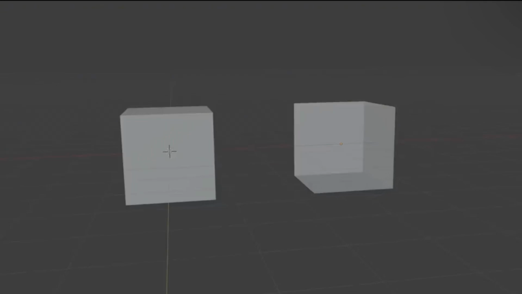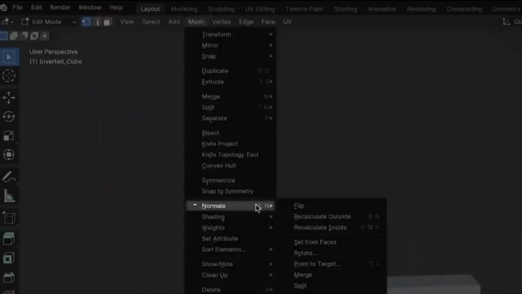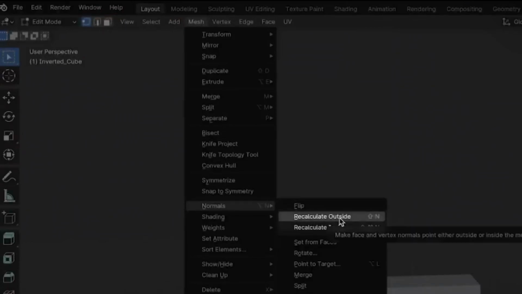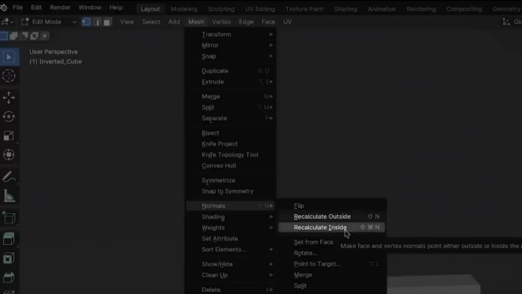Now, if you have inverted normals and you don't really understand how to fix them, in Blender, all you need to do is just go to edit mode and then select all, go up here to mesh, normals, and you can either do flip normals, which will manually flip the normals the other way, or if you have a mixed array of normals, you can easily just click recalculate outside or inside and it will fix your model easy peasy.